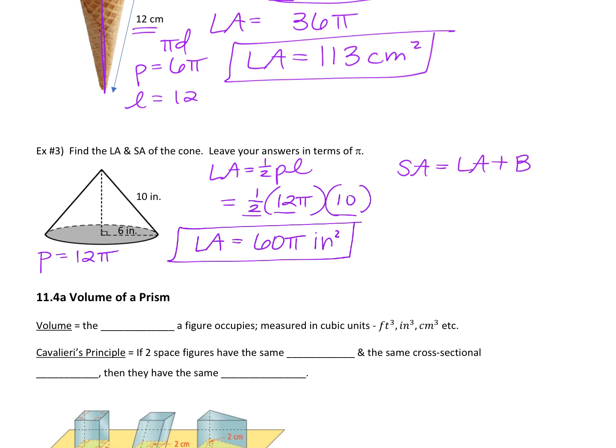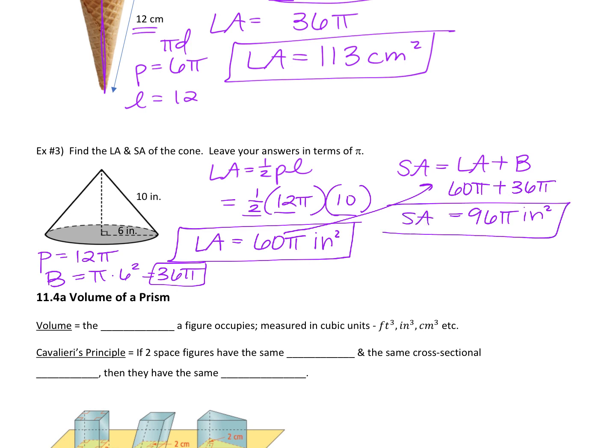That's all we have to do for your lateral area. But now you need surface area, right? So you're going to drop this in. 60 pi. What is B in this problem? Pi times 6 squared, pi r squared. 36 pi. Okay, so that's your B. That's going to go here. So you get 96 pi square inches. Okay.